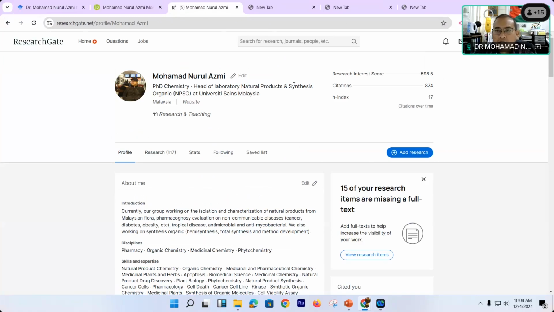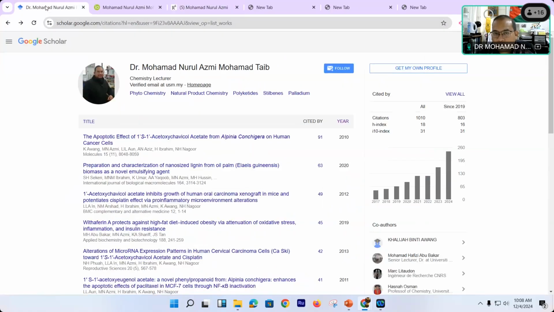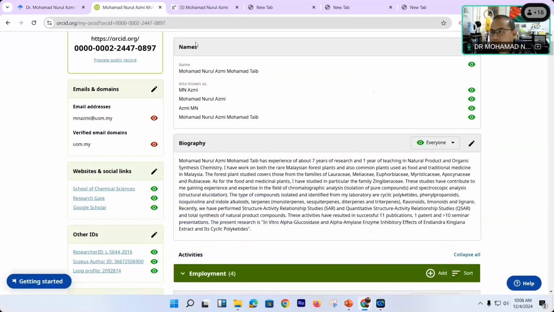Okay. They also have an h-index, but it is different. They count differently, so they have a different calculation for that. I strongly advise that you open your Google Scholar and also ResearchGate. This is the first thing that you can do. Okay, so next, let's go to the slide.